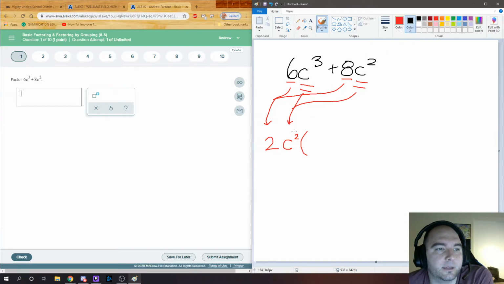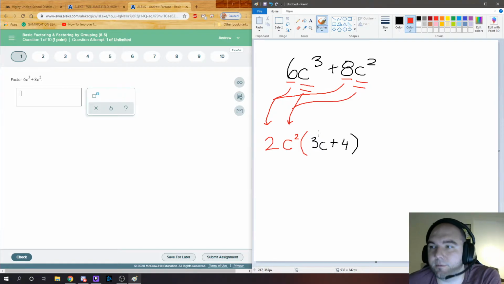Then I write what's remaining in there. The remainder is 3c plus 4. And if you're wondering where 3c plus 4 came from, 6 divided by 2, the thing I took out, leaves us with 3. C to the third divided by c squared leaves me with c. And on the second guy, 8 divided by 2 is 4, and c squared divided by c squared essentially cancels out.